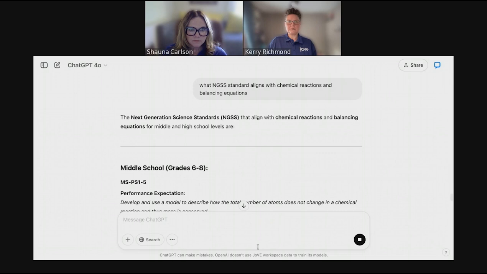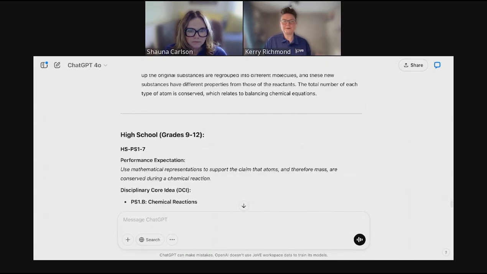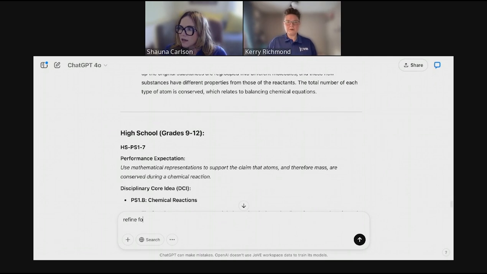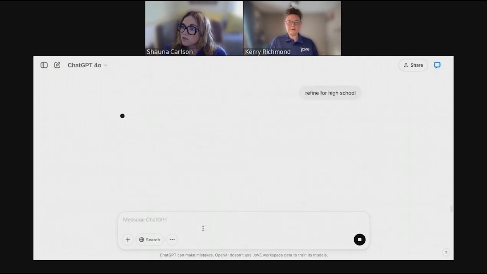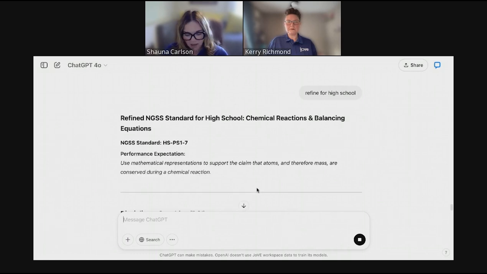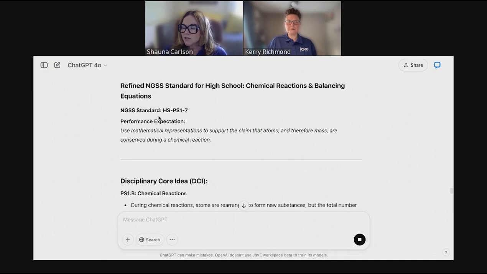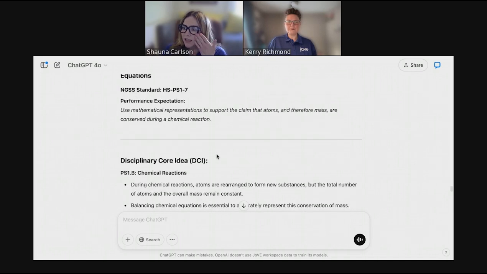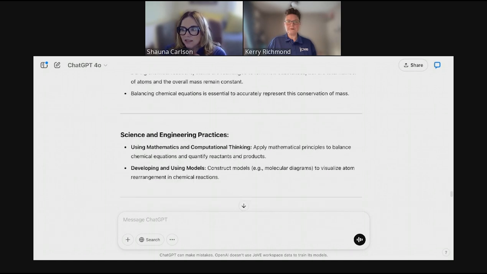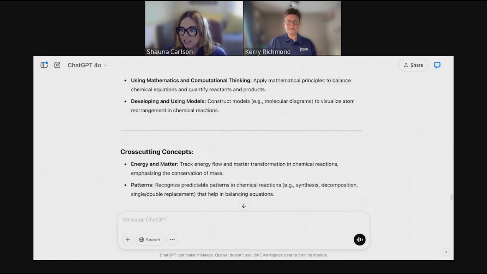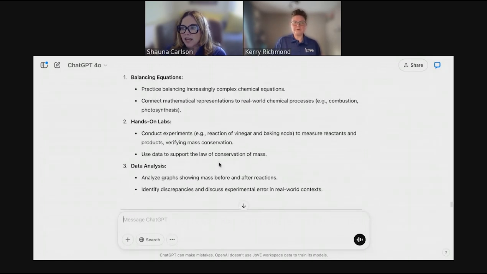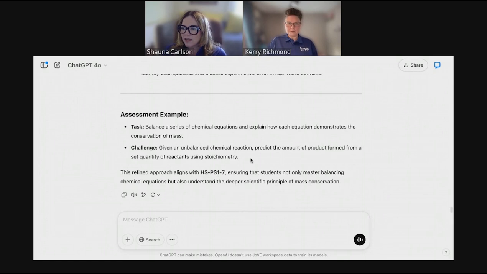Okay, as you can see, it popped it up for high school and middle school. So we'll say refine for high school. And again, it's all about simplifying, refining, making sure we're providing as much context as possible. As you can see, they refined it for high school specifically. Here's the NGSS standard, and they break it out by the DCI as well. Cross-cutting concepts and applications in the classroom, some example experiments, gives you a lot of good information. So from this, we want to go further, right, and continue on with our lesson plan creation.